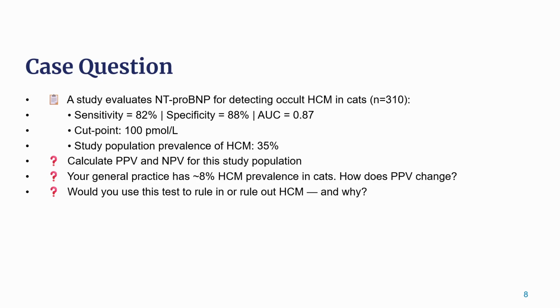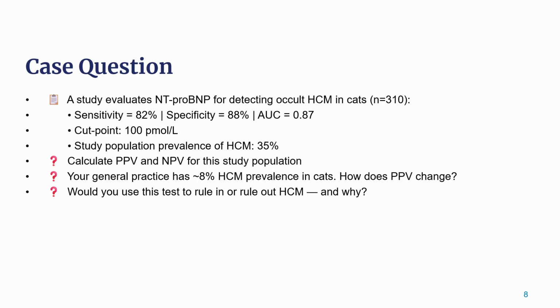True positives equal 0.82 times 108 equals 89. False negatives equal 19. False positives equal 0.12 times 202 equals 24. True negatives equal 178. Positive predictive value equals 89 divided by 89 plus 24 equals 79%. Negative predictive value equals 178 divided by 178 plus 19 equals 90%.